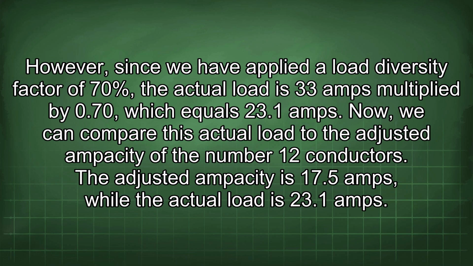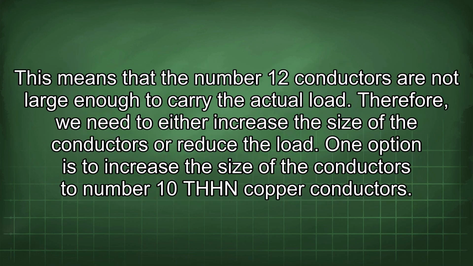The adjusted ampacity is 17.5 amps, while the actual load is 23.1 amps. This means that the number 12 conductors are not large enough to carry the actual load. Therefore, we need to either increase the size of the conductors or reduce the load. One option is to increase the size of the conductors to number 10 THHN copper conductors.